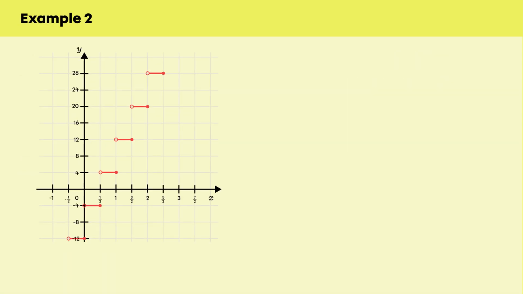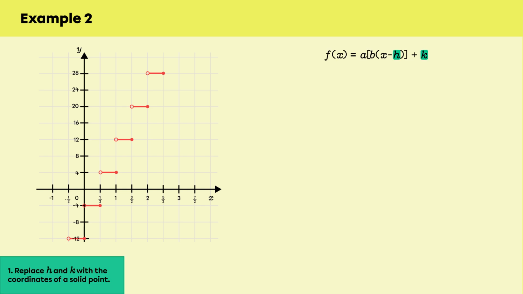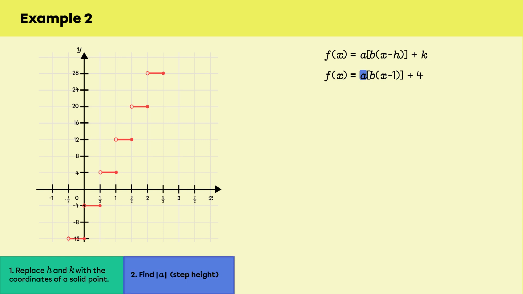Here's a second example. We want to find the rule of this greatest integer function. Step 1. Find the coordinates of a solid point and replace h and k with this point's coordinates. We can use the solid point (1, 4) or any other solid point. Here we'll replace h with 1 and k with 4. Step 2. Find the absolute value of parameter a, which is the step height. Here, the distance between 4 and 12 is 8, so the absolute value of a is 8.